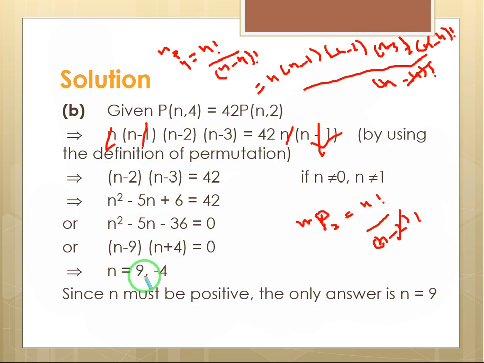So again, the same thing: we need to have a positive value. So we have 9.